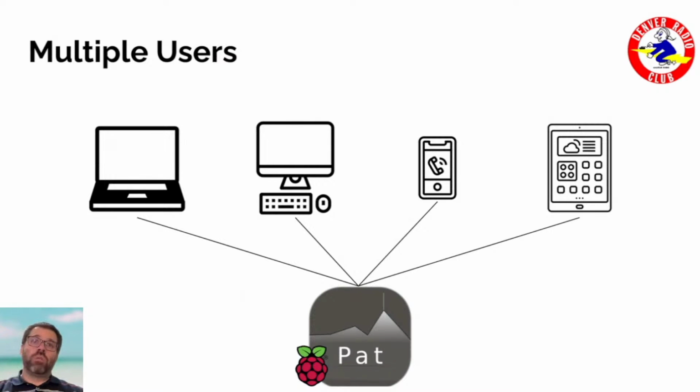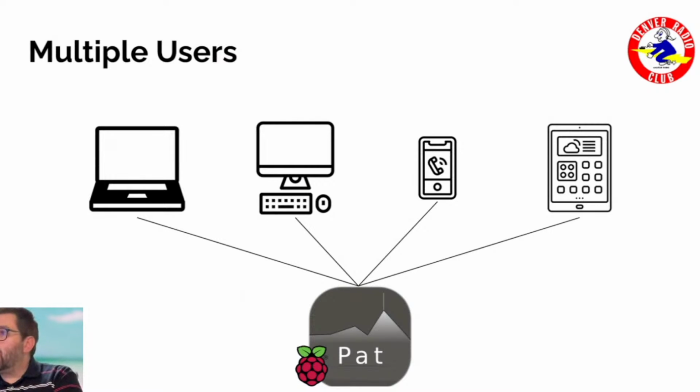But we don't have read receipts, which a lot of people like to use. When you receive an email, Winlink is supposed to put a message in the outbox saying, hey, I got this. Pat doesn't do that right now, so that's something that we need to add. So there's advantages and disadvantages to these different clients.